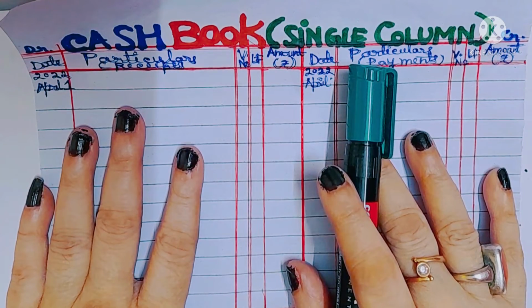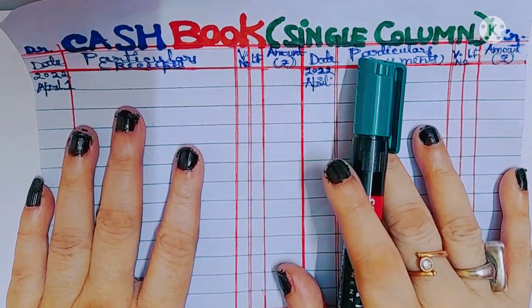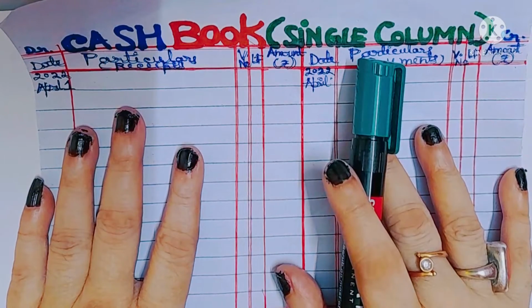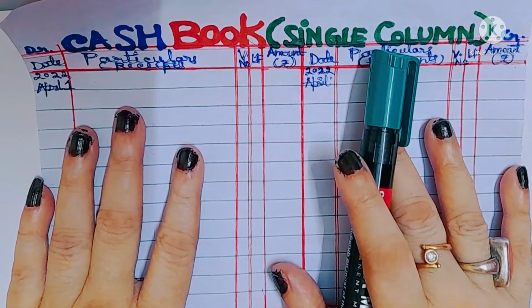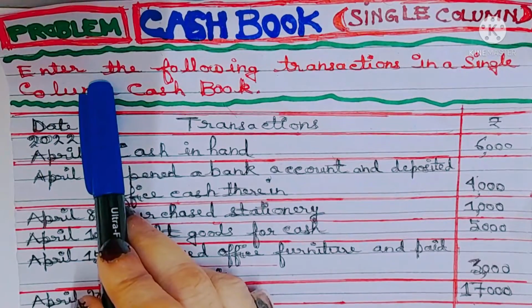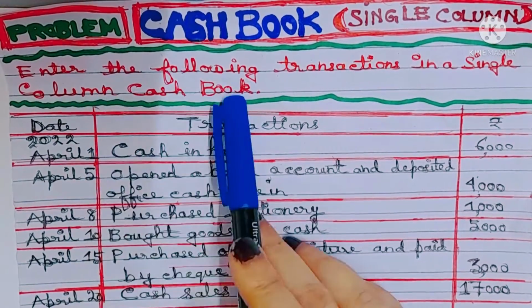In this video, I am going to discuss how to solve a single column cash book problem. So let's get started. So here is the problem. Let's go through the problem.